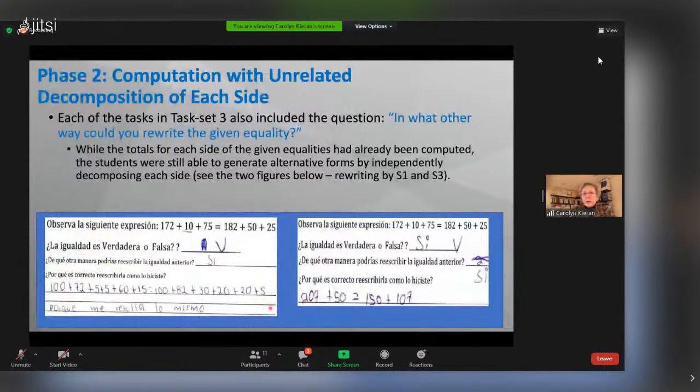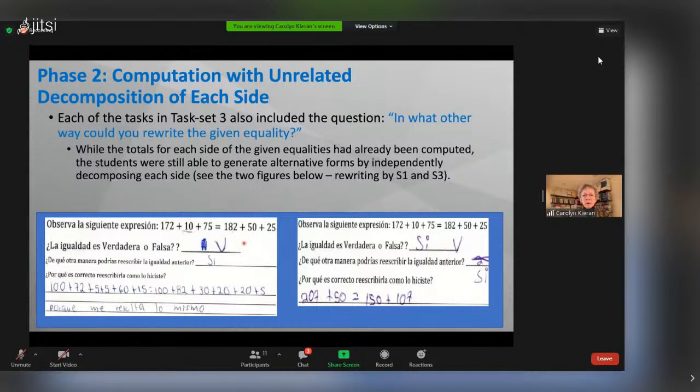The second phase, computation with unrelated decomposition of each side. Each of the tasks in task set 3 also included the question, in what other way could you rewrite the given equality? Now, keep in mind that the students had already computed the total of each side. Nevertheless, they were still able to generate alternative forms of the equality by independently decomposing each side.